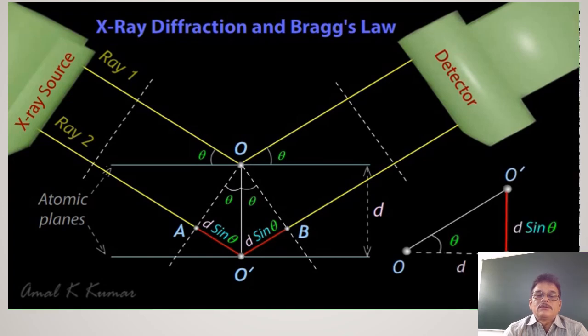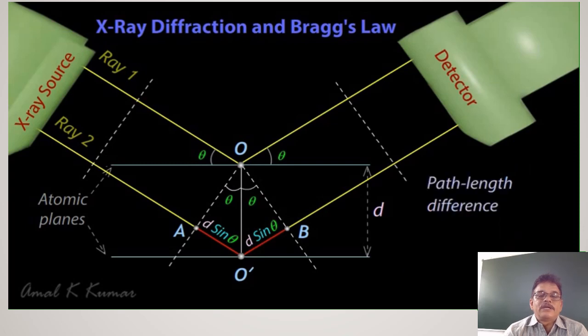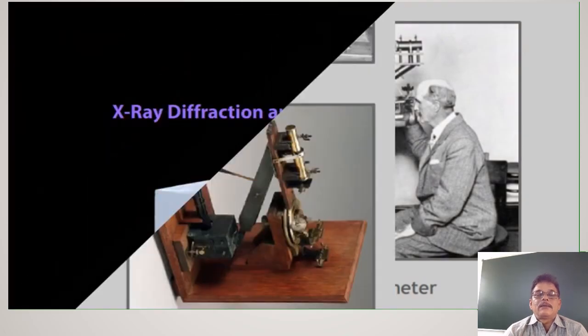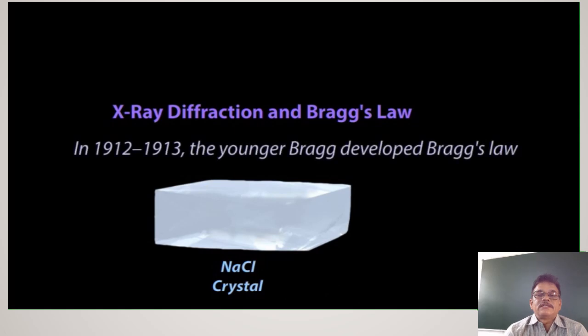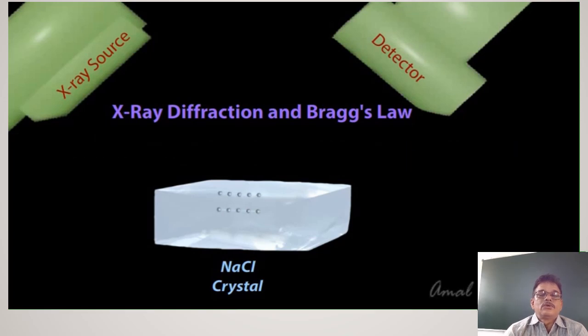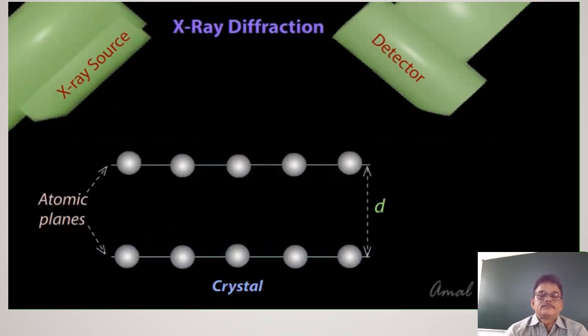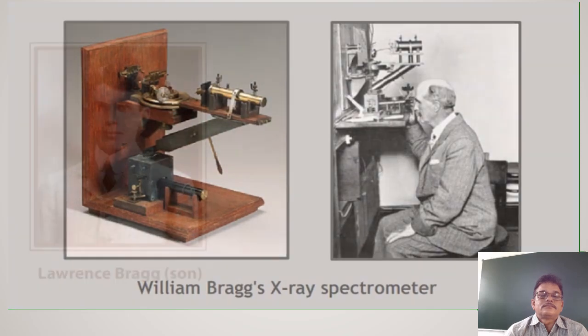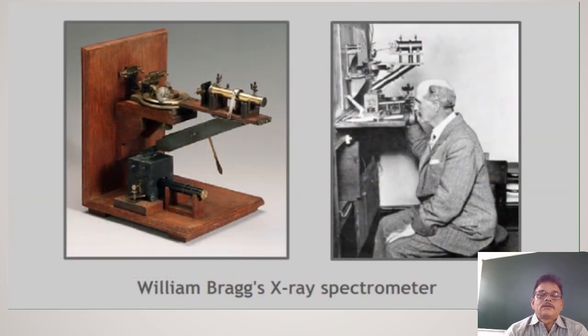The extra distance AO dash and O dash B is equal to d sin theta plus d sin theta, that is equal to 2d sin theta, but this 2d sin theta is equal to n lambda. So n lambda is equal to 2d sin theta.